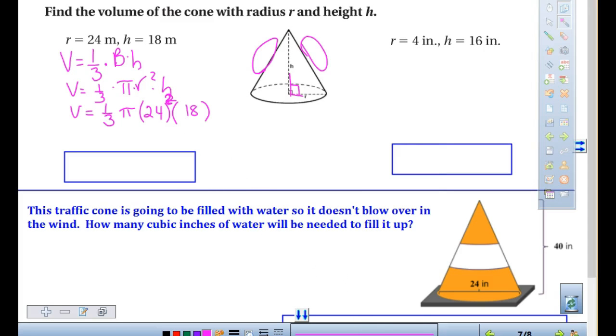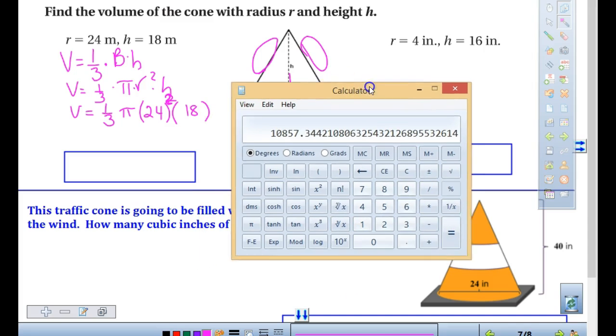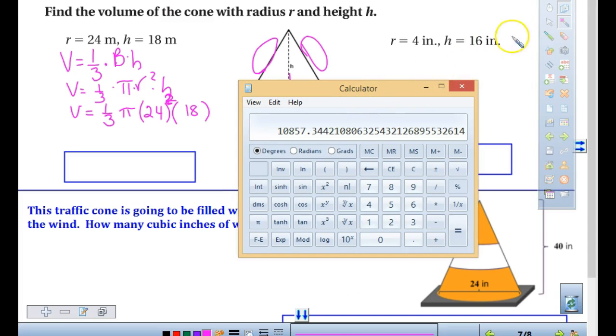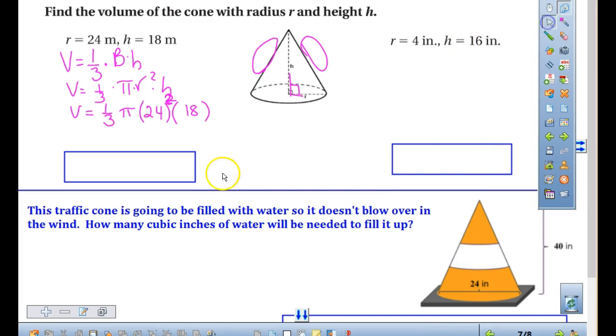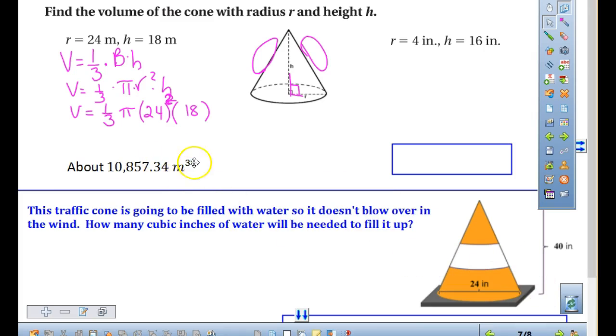And sometimes just a simple mistake like that, if I would only put 24 in my calculator, it's going to cause me to get the wrong answer. So squared, and then times 18. 1057.34. Okay? And we want to label our answer in meters cubed or cubic meters.